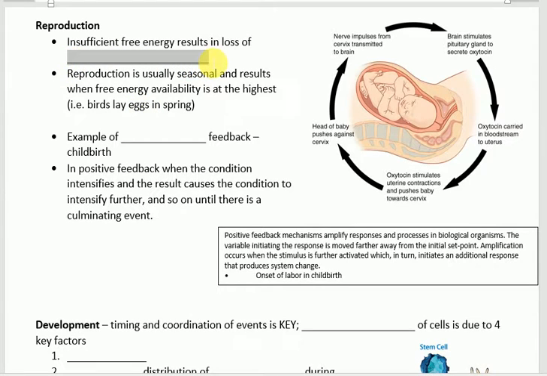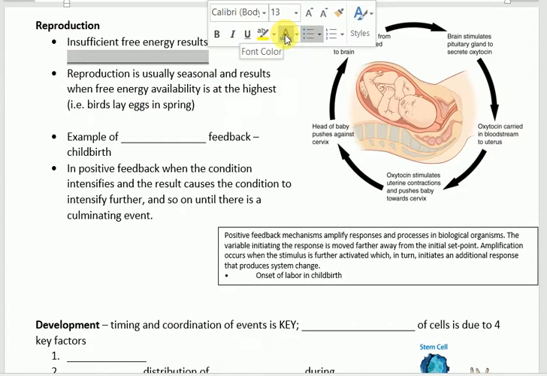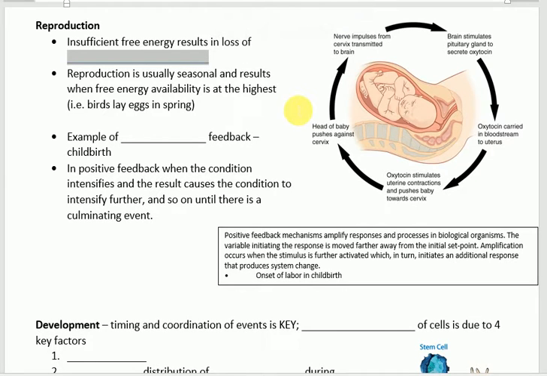So when we have insufficient free energy, it is going to result in the loss of reproduction. Reproduction is usually seasonal, as we've talked about before, and results when free energy is available at its highest. So for instance, in the spring, that's when birds are laying eggs, etc.